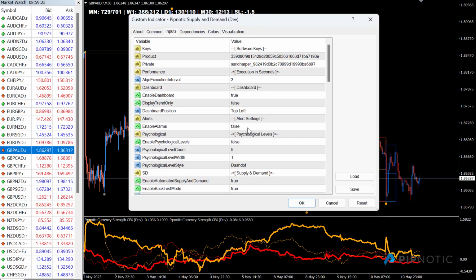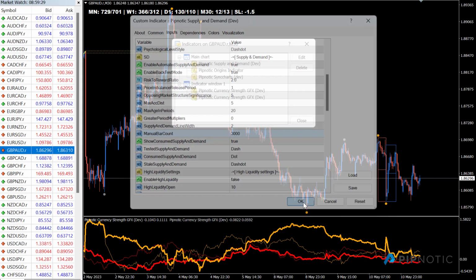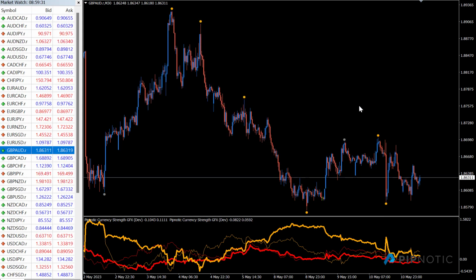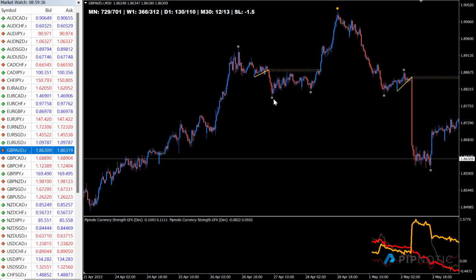I'm jumping all over the place. I need to enable manual bar count. So if you put this to 3,000, then we're going to be able to see many, many more zones historically over to the left, so we can scroll back and do our back testing. Hence the expression enable back testing mode.